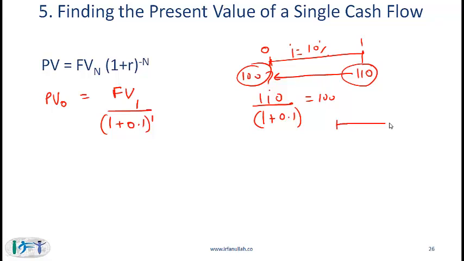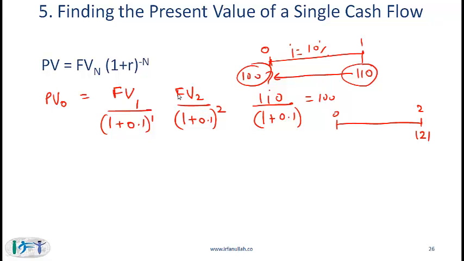What if you were to receive money at the end of 2 years? So if you are to receive 121 at the end of 2 years, then what is the present value? Then instead of writing FV1, we would write future value at the end of year 2 divided by 1 plus the interest rate raised to the power of 2.